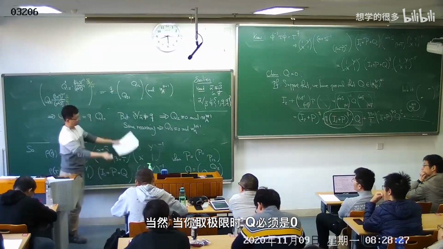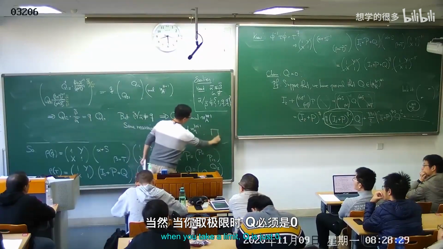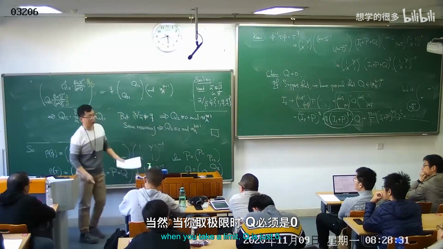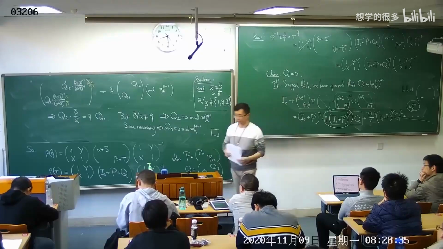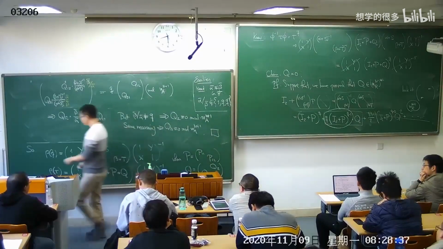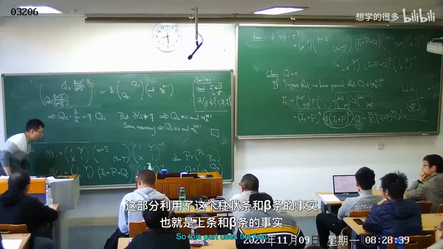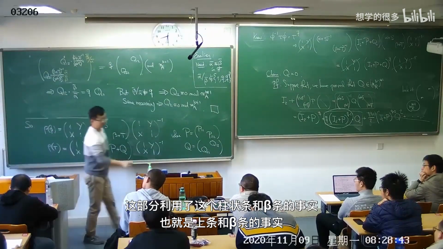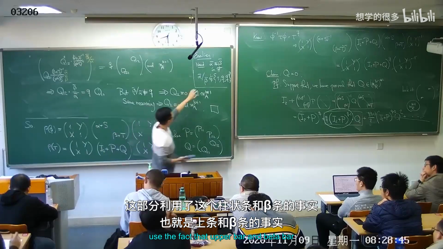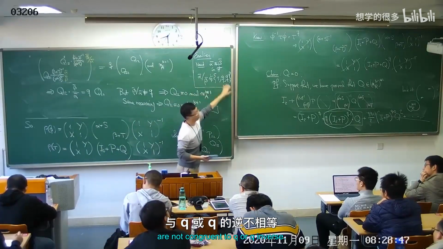And then of course when we take a limit, Q is just 0. The anti-diagonal part is completely 0. So this part uses the fact that alpha bar and beta bar are not congruent to Q or Q inverse.